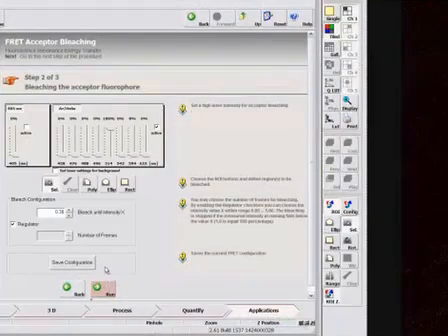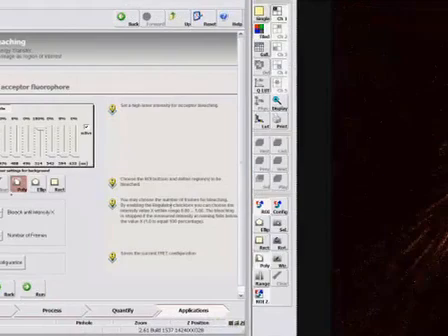Zooming onto the cell, highlight a region of interest, or ROI, in which the photodestruction of YFP is to occur on the cellular membrane, and begin the program.